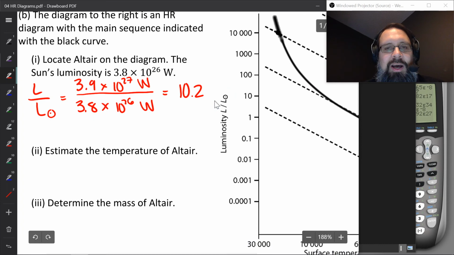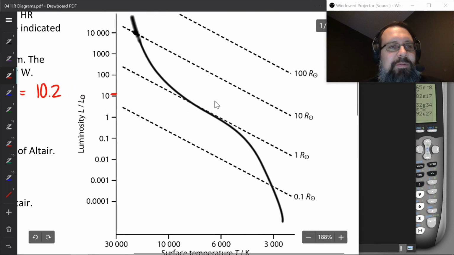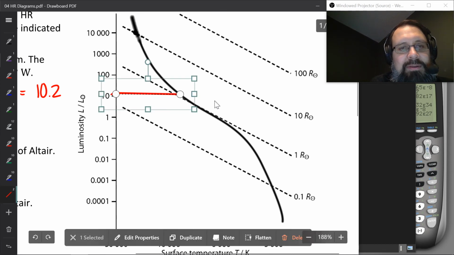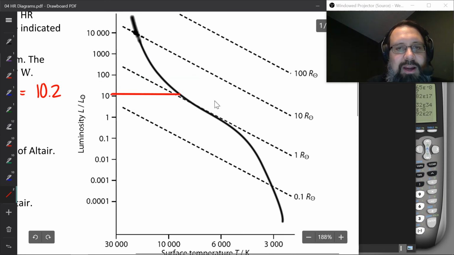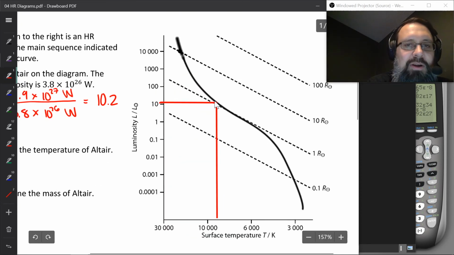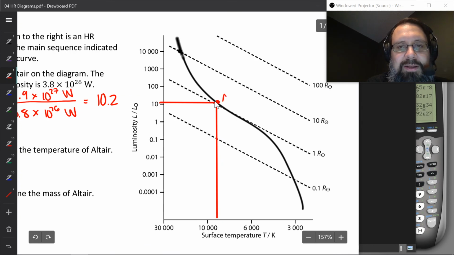So we know that we're on the luminosity chart, like here, maybe a little bit above 10. That's where Altair is. And so if we go over from there, I'll do a straight line tool. If I go straight over from there, now Altair is on the main sequence. So that means that Altair should be right there where it hits this main sequence line. And if I drop down from there, we can estimate the temperature of Altair. So this is where Altair is. I'll put a circle there. That's Altair.